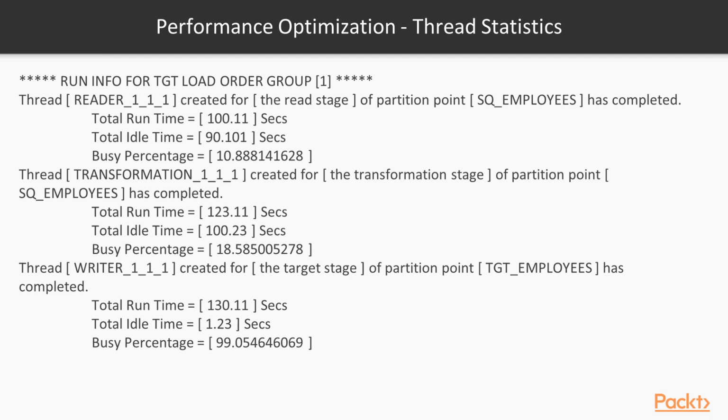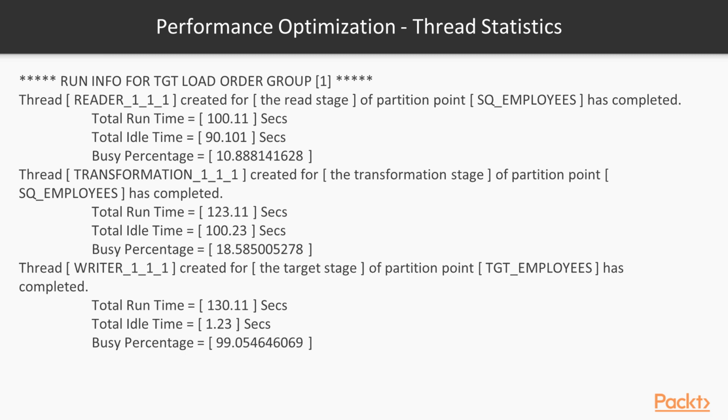Thread statistics gives information about the total runtime, idle time, and busy percentage of source, target, and transformations. Thread statistics consist of reader thread, writer thread, and transformation thread. Reader gives information related to the total runtime, idle time, and busy percentage of the sources in the mapping. Writer gives information about the total runtime, idle time, and busy percentage of targets in the mapping. Similarly, transformation gives information related to transformations in the mapping, as indicated below in the sample thread statistics.